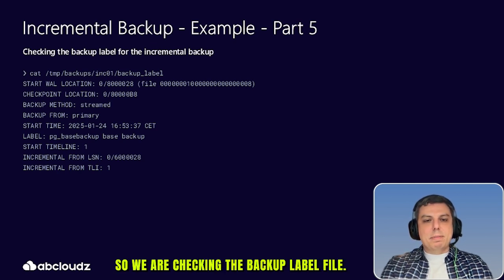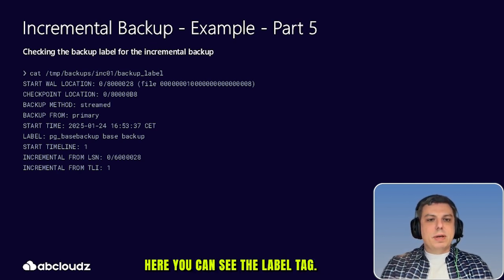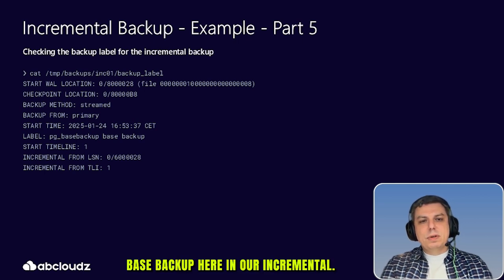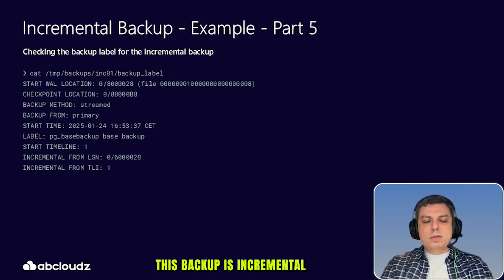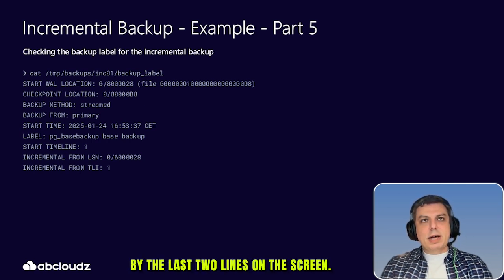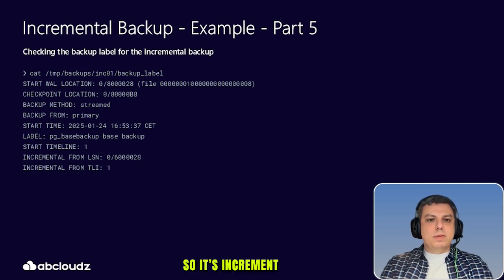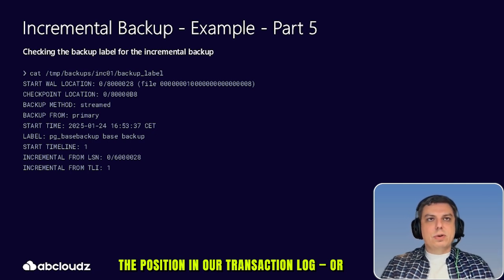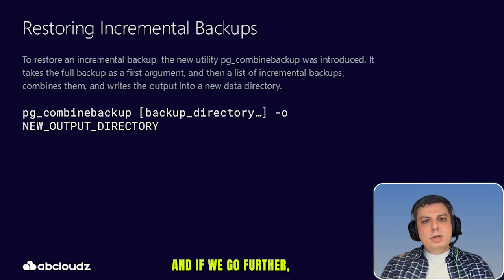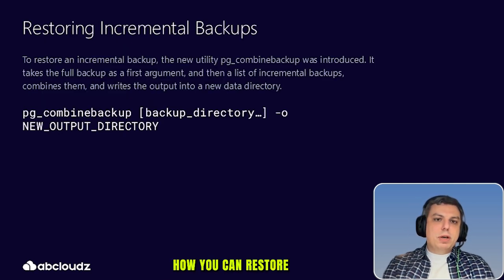So we are checking the backup label file. Here you can see the label tag. And you see that we are using the base backup here in our incremental. So this is a sort of a reference. And we see that this backup is incremental by the last two lines on the screen. So it's incremental from the specific log sequence number, the position in our transaction log, or talking in terms of PostgreSQL, WAL.